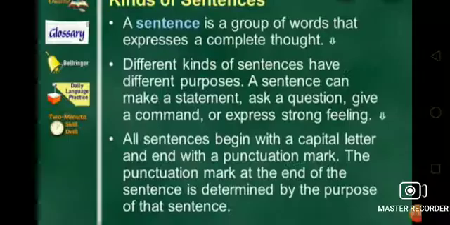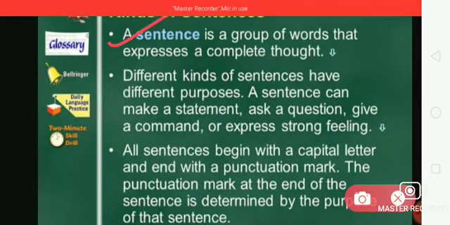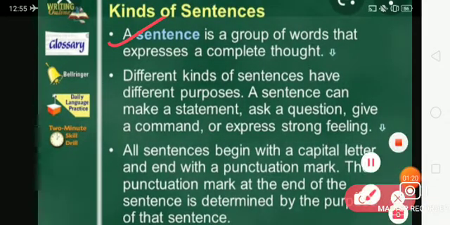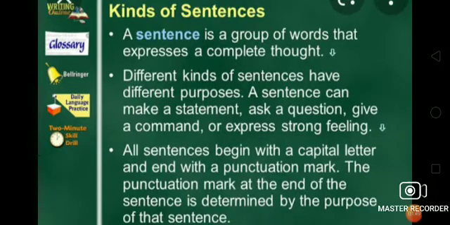Okay students? In a simple way we can say that a sentence is a group of words that express a complete thought. Different kinds of sentences have different purposes. A sentence can make a statement, ask a question, give a command, or express a strong feeling. It is very important that you know all sentences begin with a capital letter and end with a punctuation mark. The punctuation mark at the end of the sentence is determined by the purpose of that sentence.